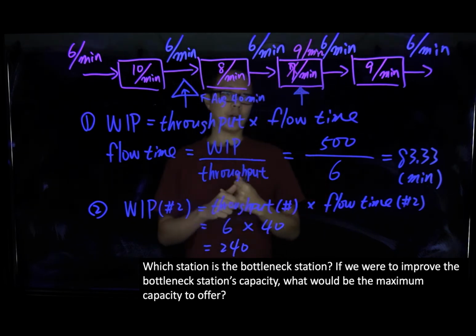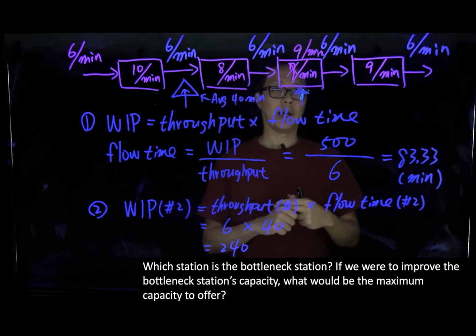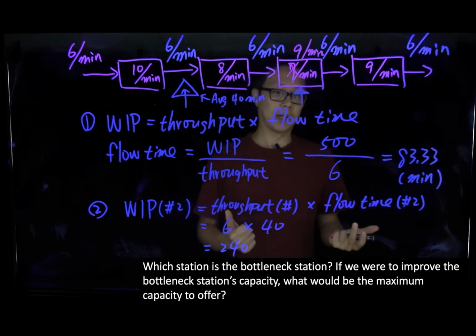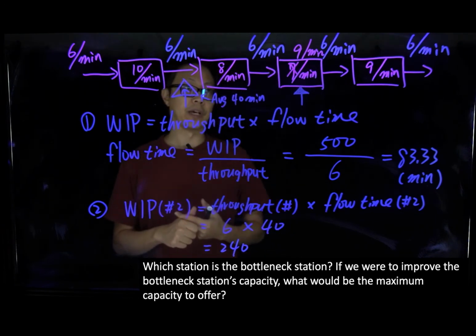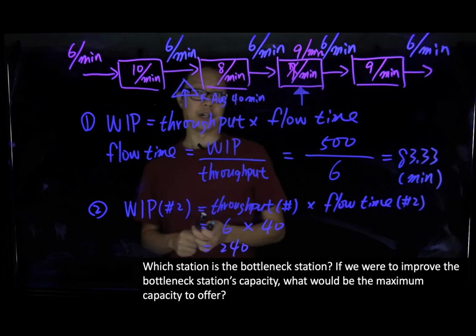So if we really want to make an improvement on station number 3, we don't want to make it at a rate higher than 8, because otherwise the improvement will be meaningless. So that's the solution for this particular example.